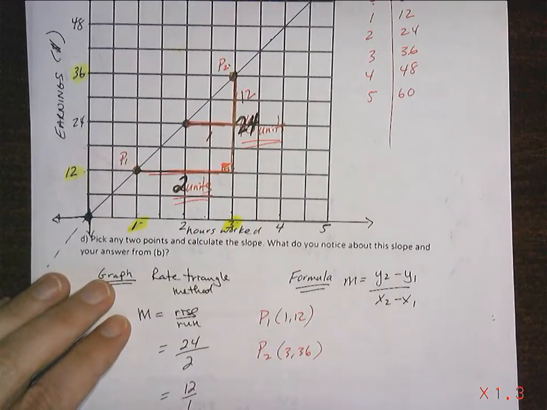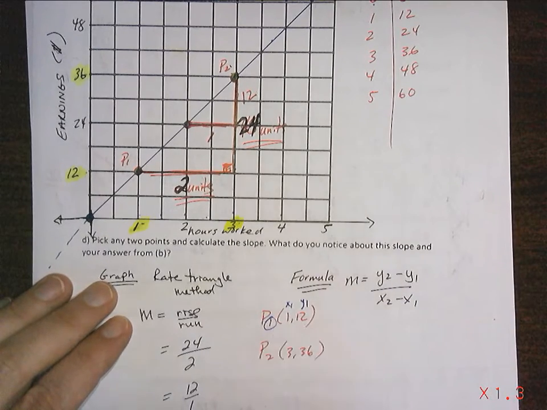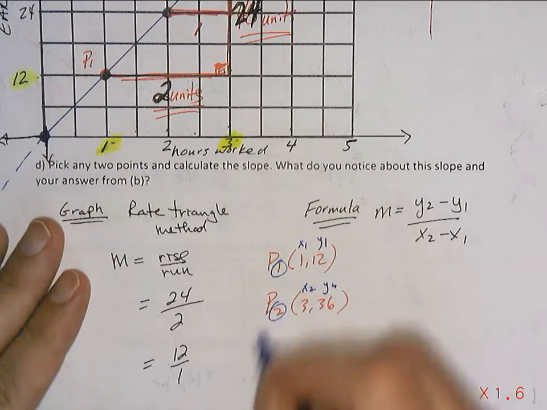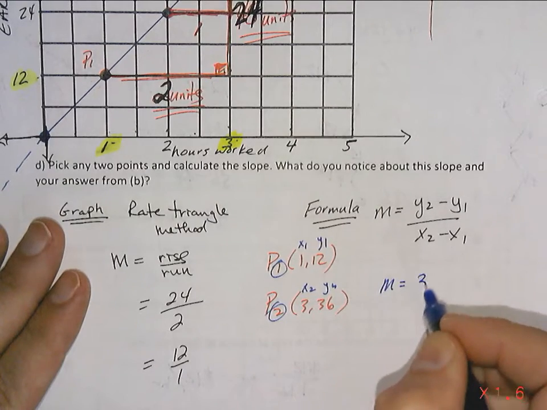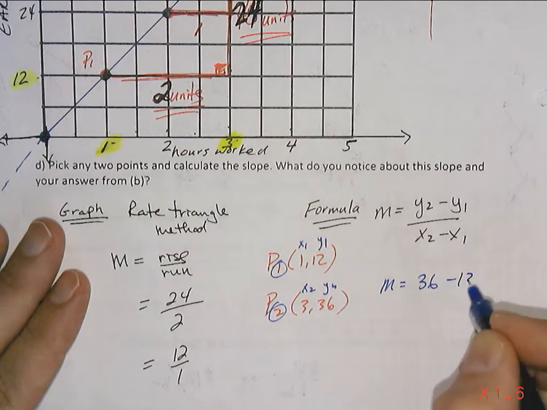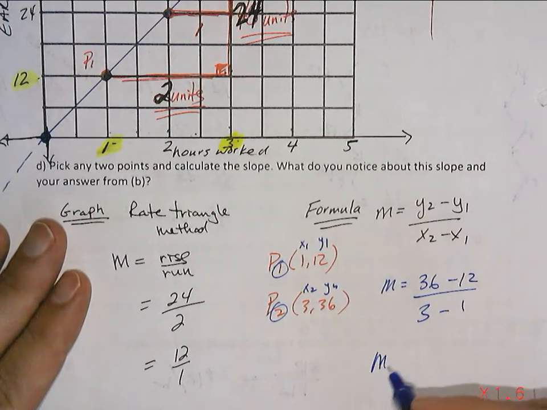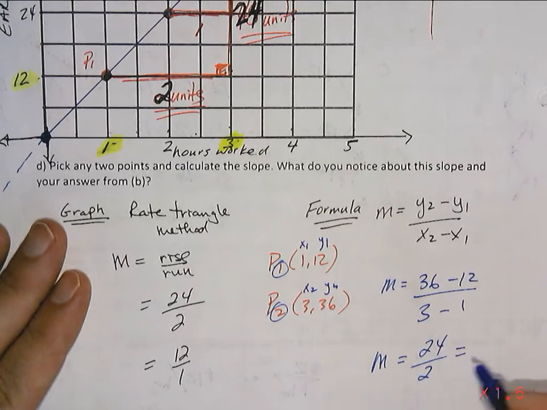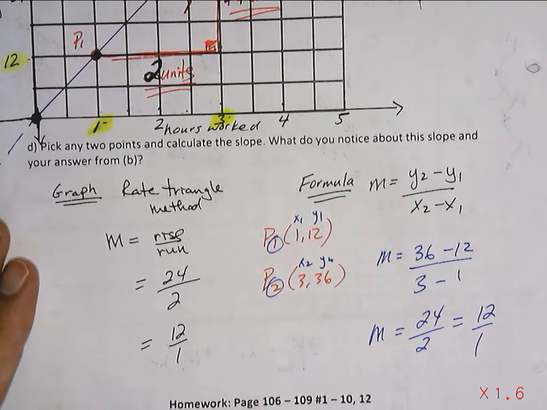So this will be x1 and y1 because it's point 1. This will be x2 and y2 because it's point 2. So y2 is 36. y1 is 12. x2 is 3. x1 is 1. 36 minus 12 is 24. 3 minus 1 is 2. Do you know what that works out to? 12 over 1.